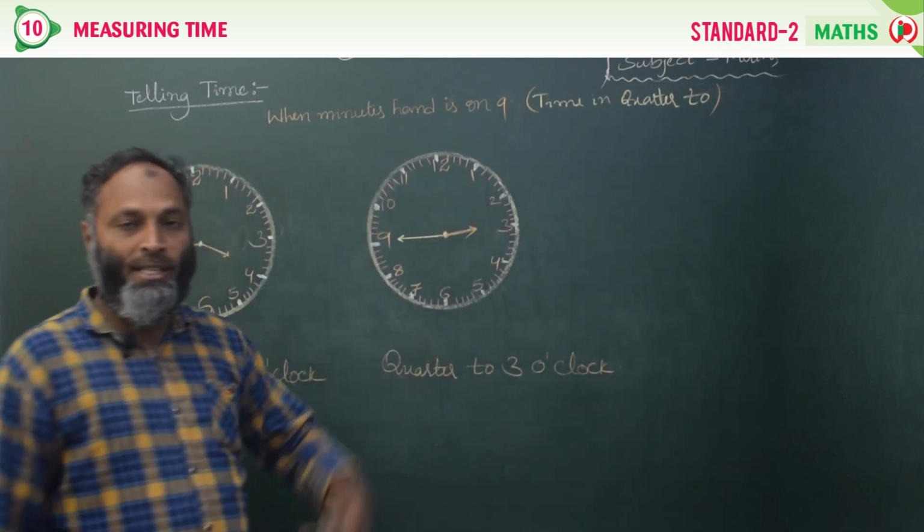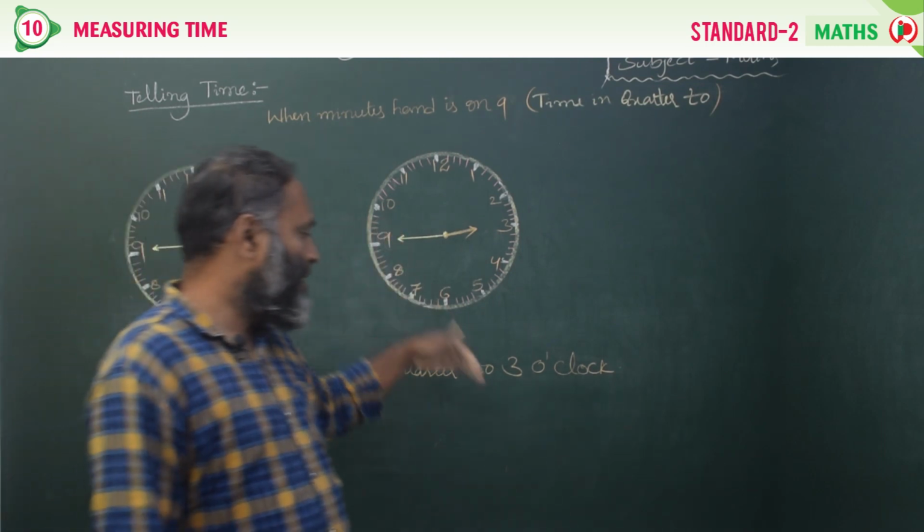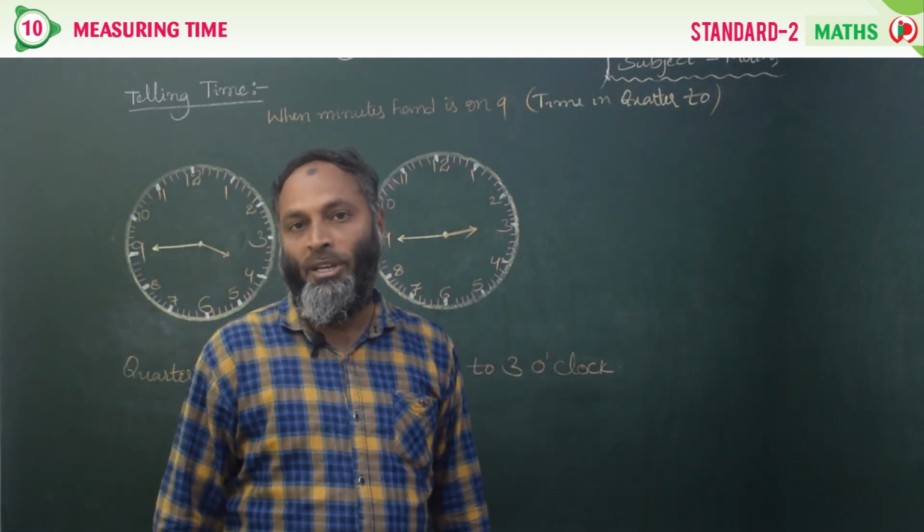Quarter means 15 minutes left. 15 minutes left for 4 o'clock, and 15 minutes left for 3 o'clock. So that is what quarter to means.